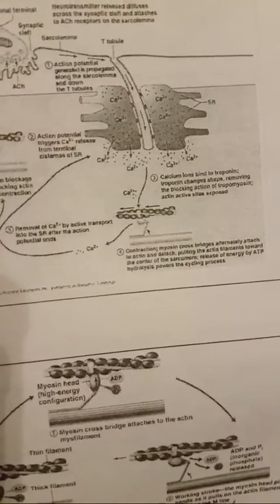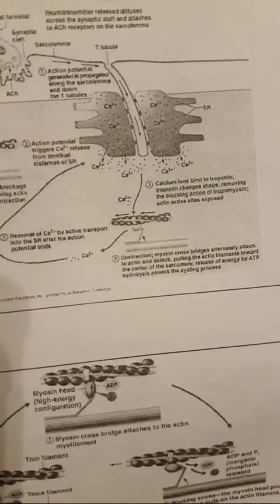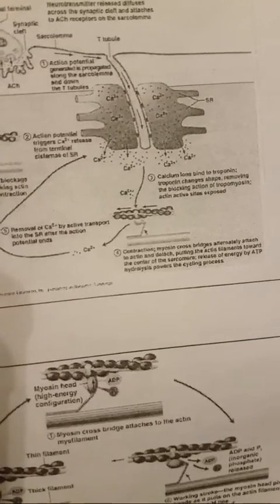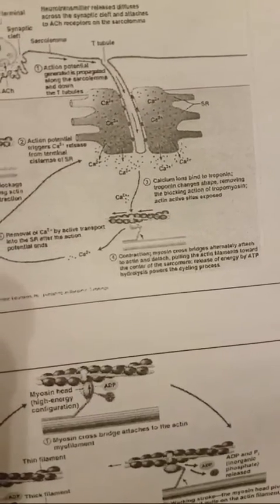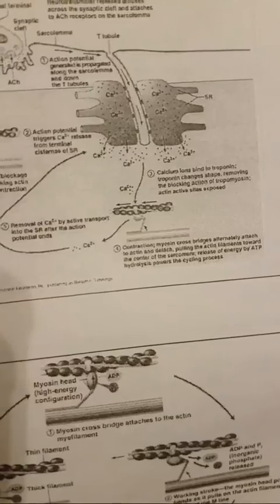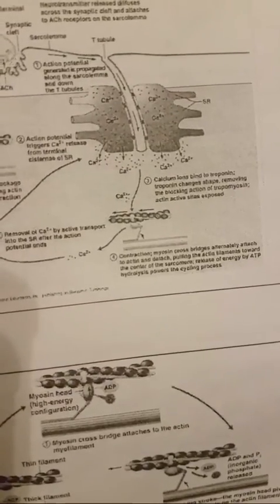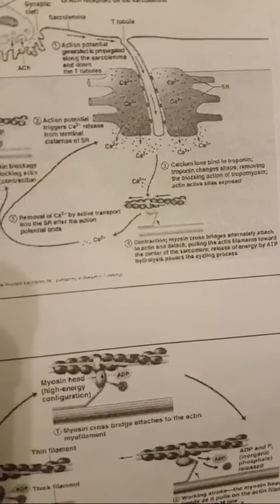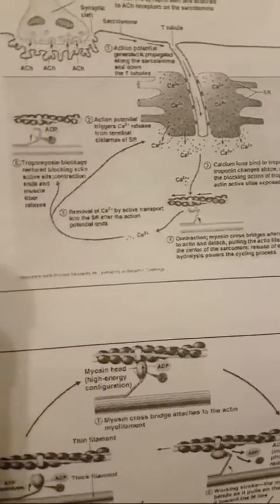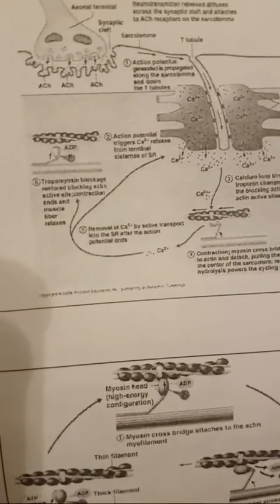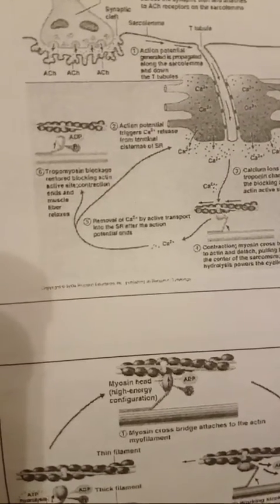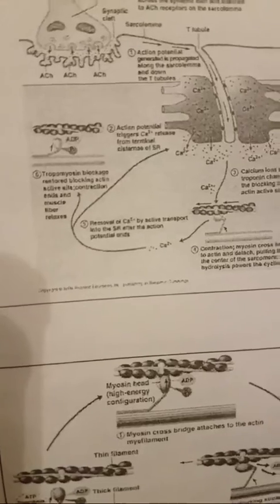Myosin cross bridges alternately attach to actin and detach, pulling the actin filaments toward the center of the sarcomere. Release of energy by ATP hydrolysis powers the cycling process. We have 5. Removal of calcium by active transport into the SR.